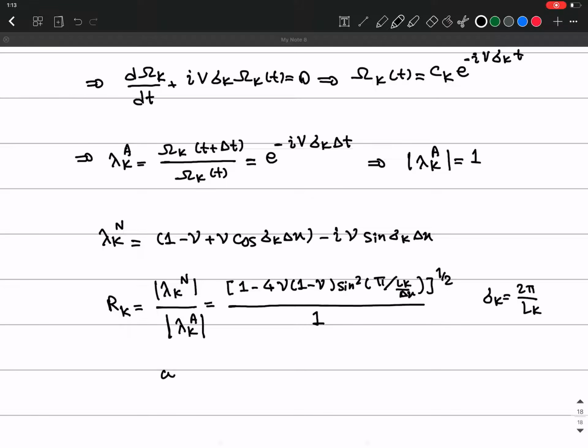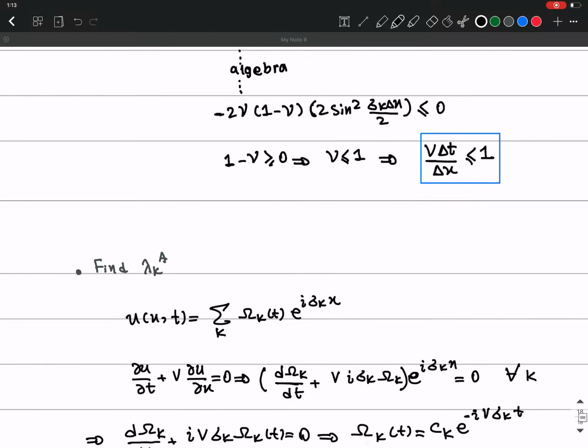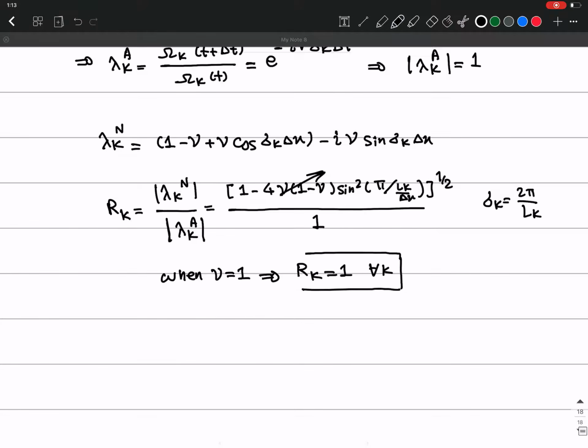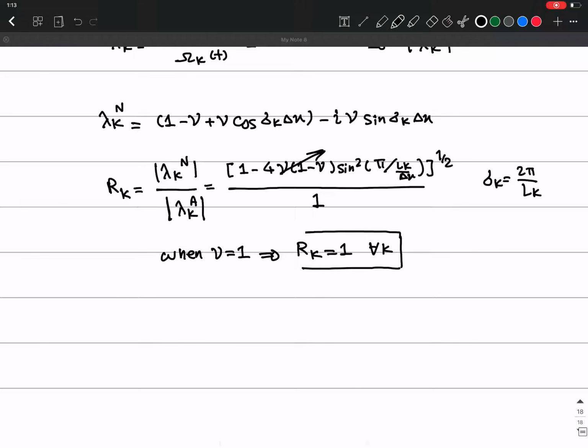And when nu is 1, that is v delta t over delta x is 1, then this term is going to be 0, right? So the ratio is also going to be 1 for all k, which is interesting, and that means that our solution is going to be completely accurate in amplitude, of course, not the phase.